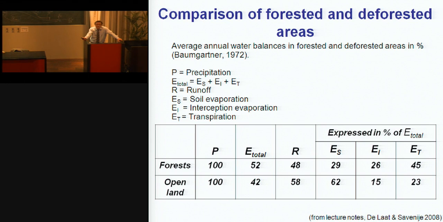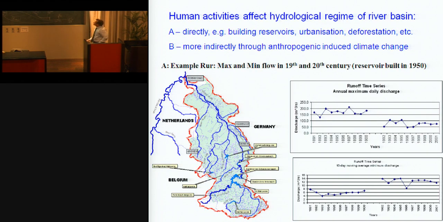Because there is no vegetation cover in the open. Much less vegetation cover, maybe some grassland which has much lower canopy storage, much less roots, much less transpiration in total, therefore a completely different behavior. Thank you. Other things how we humans are changing is through reservoirs.